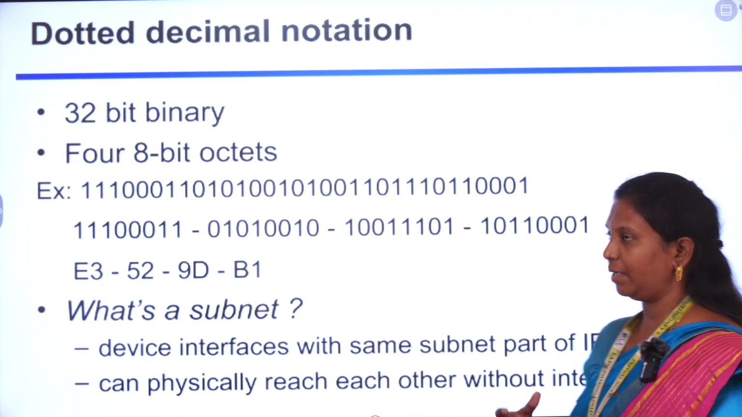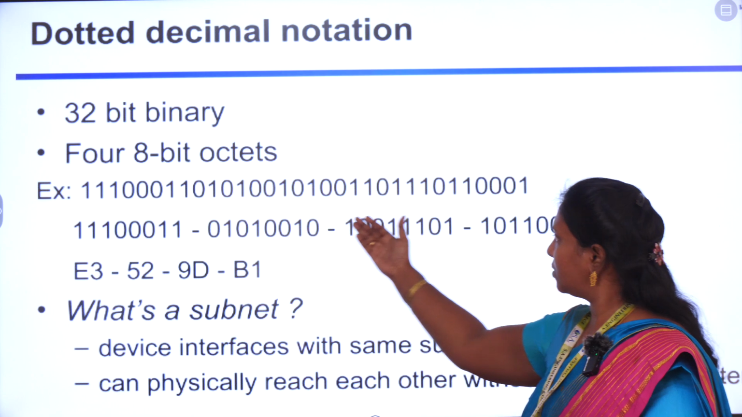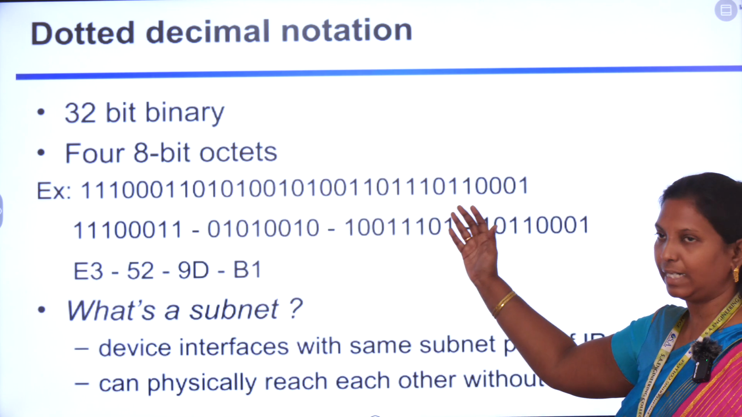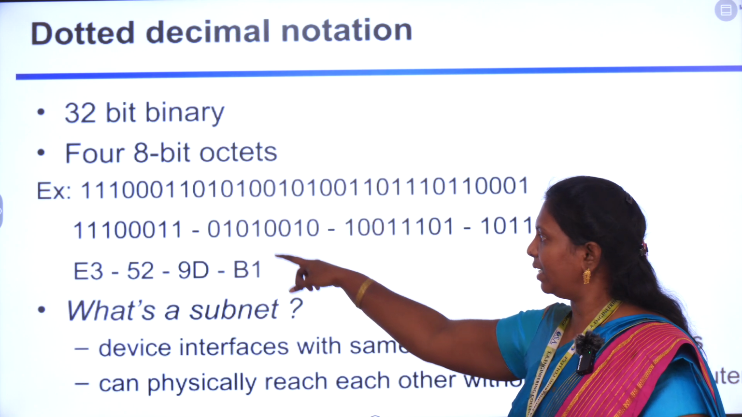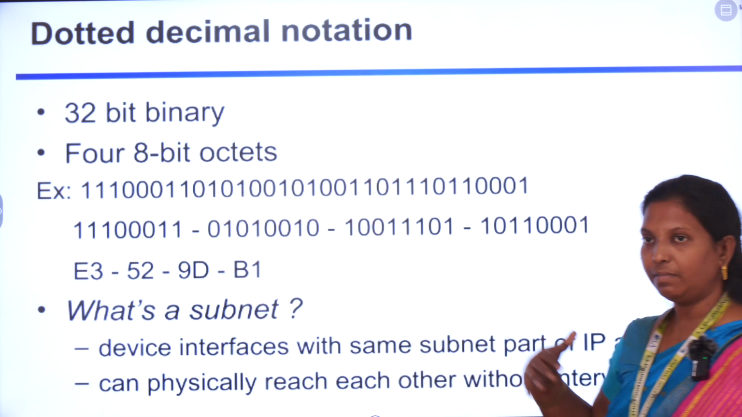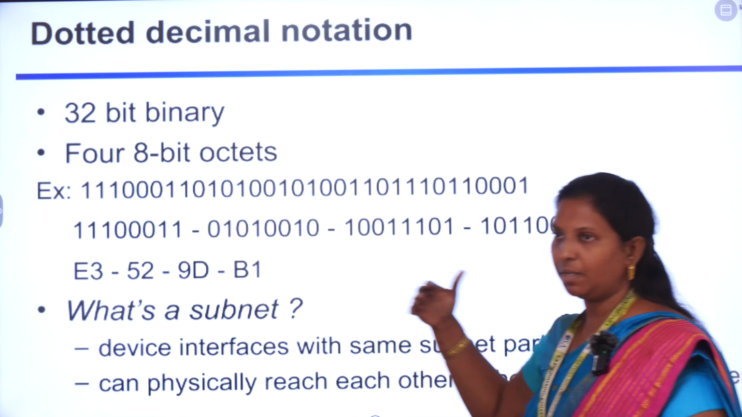Say for example, I mentioned that it was a 32-bit binary number. So here we just have a full set of binary digits where 4 8-bit octets are enclosed. So when we have this kind, we can convert that into a decimal part. Then after that we can fix them as a subnet.